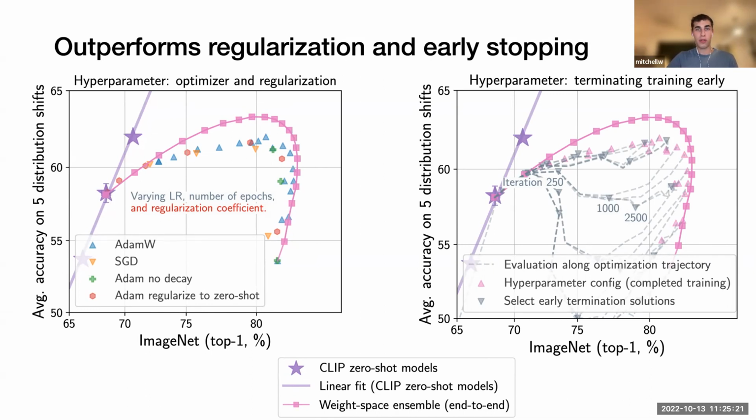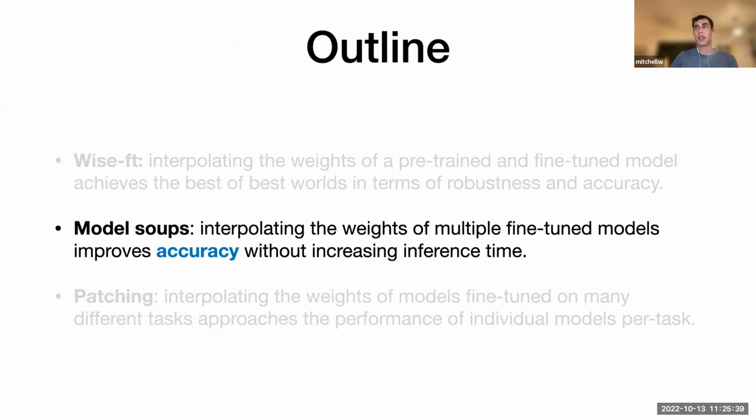Okay, so that's all for this weight-space ensembles for fine-tuning, or WiSE-FT, method to improve the robustness of a fine-tuned model by interpolating the pre-trained and fine-tuned solution. But now we're going to talk about generalizing this to actually interpolating the weights of multiple fine-tuned models. So now our focus is going to be on improving accuracy, and instead of just interpolating the pre-trained and fine-tuned models, we're going to interpolate a lot of model weights.